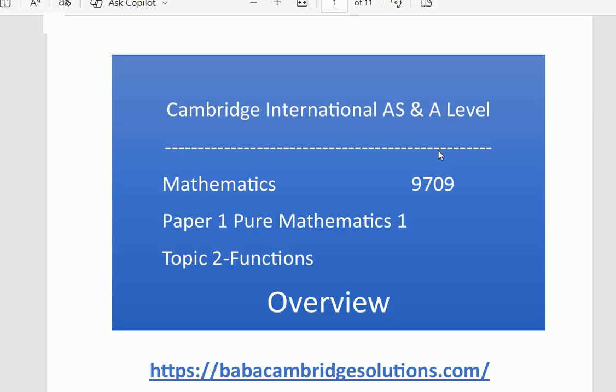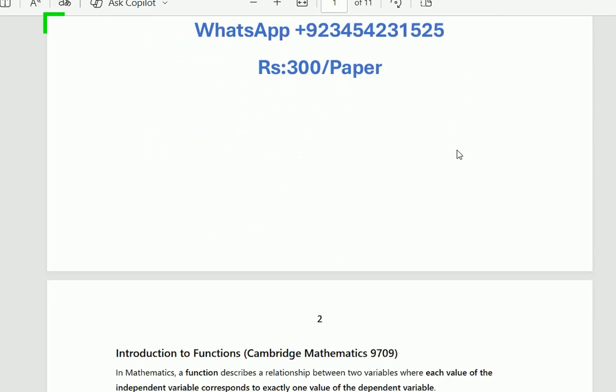Today, I shall give the overview of the function for the Mathematics 9709 Paper 1. Topic name is function. Let's start with the overview of the functions.